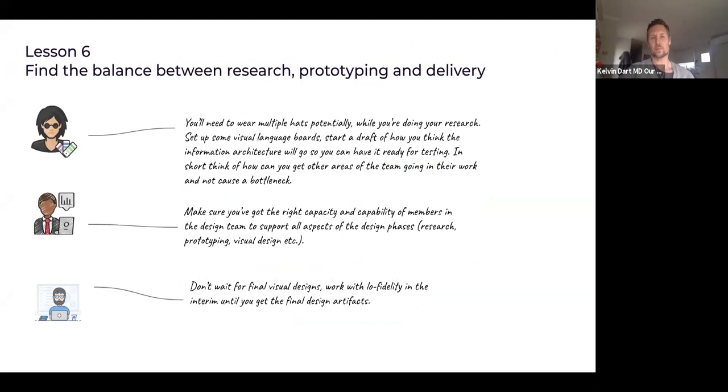Lesson 6, find the balance between research, prototyping and delivery. And as I mentioned before, designers are going to have to wear multiple hats. Now, the hope is, and I'll point straight to non-designers, people that are setting up the project, budget, etc., that you make sure you've got the right capacity and capability for team members to do this work. Don't set expectations that you're going to have one person that, yes, has the capability to do UX and UI and research, that they're going to be able to cover all of this, because it is really difficult, especially when you're going through a research phase.